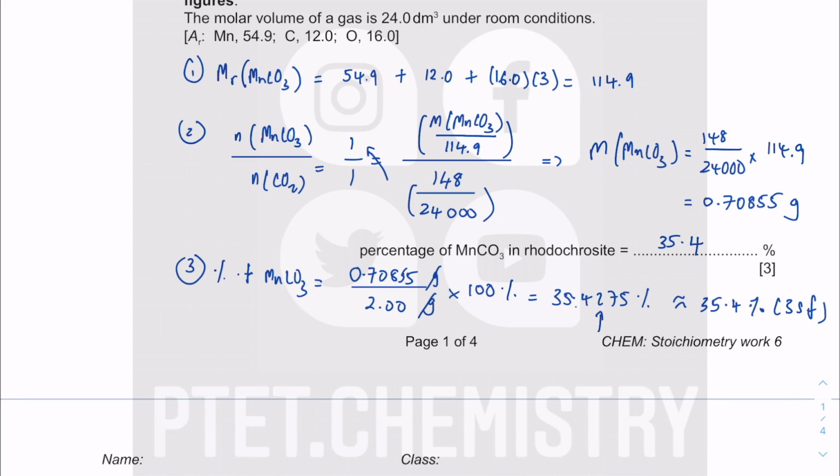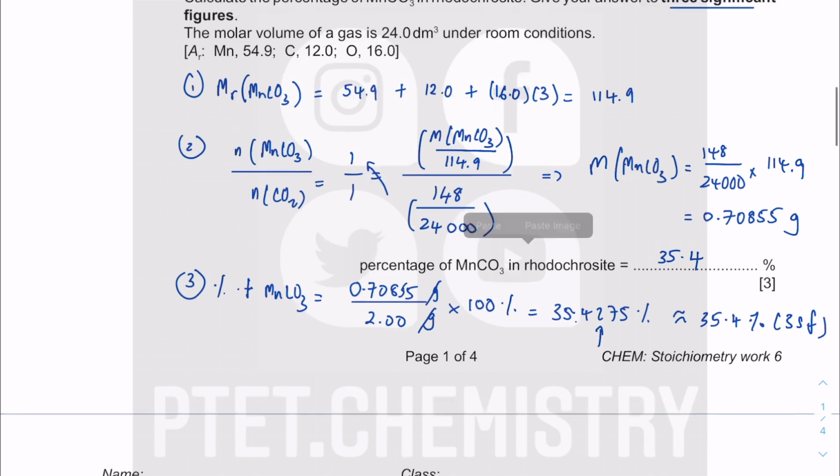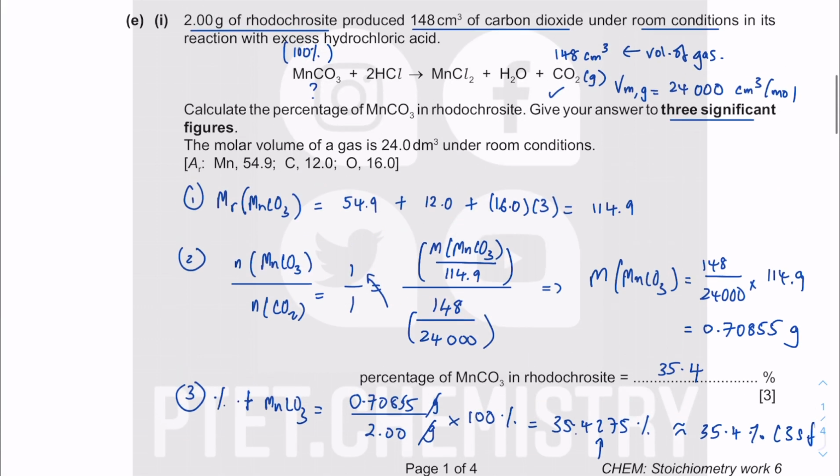Pretty stingy of this question to give you 3 marks, but it is whatever it is. You should be able to work this out. You should be able to at least set out the mole ratio and find out what is the mass of MnCO3. You should understand that out of the 2 gram, only this much is MnCO3. So you're working out the percentage out of these 2 gram. What is the percentage of MnCO3 in there?